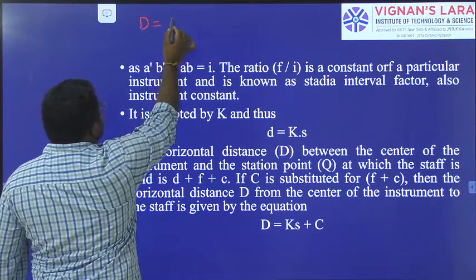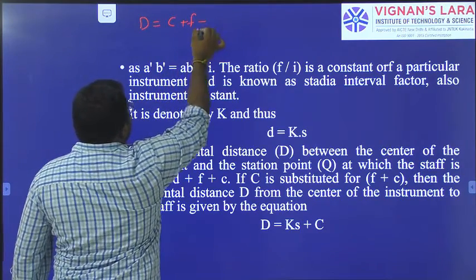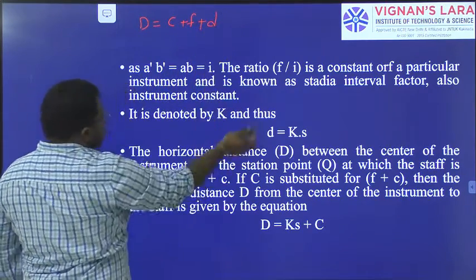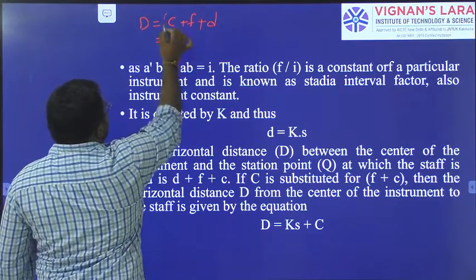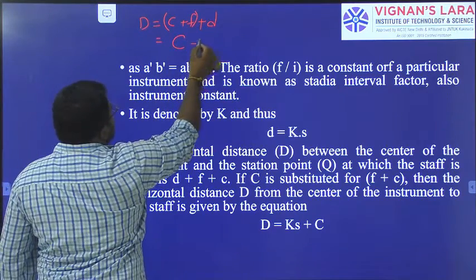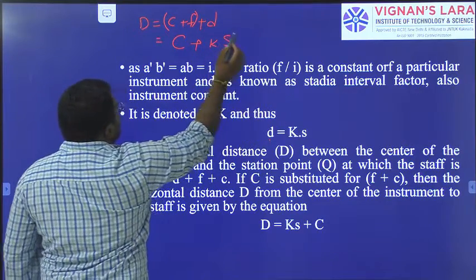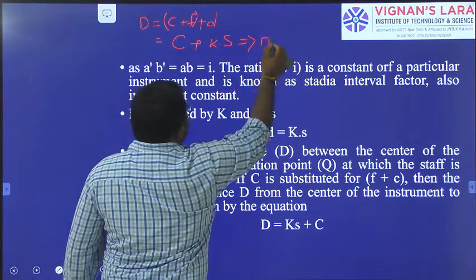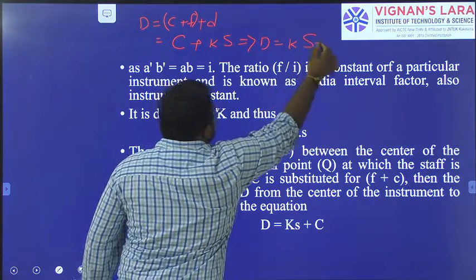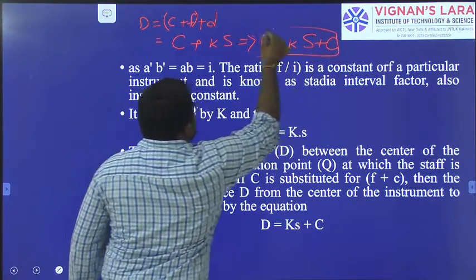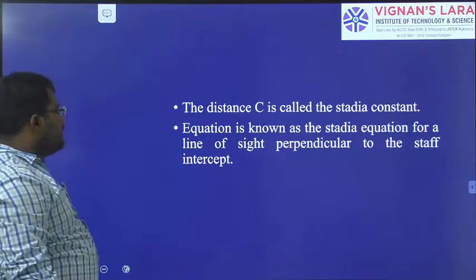D is equal to c plus f plus small d, right? Small d is equal to how much? C plus f is written as c, and small d is given as k into s. So finally, D is equal to ks plus c. This is the final equation for distance.